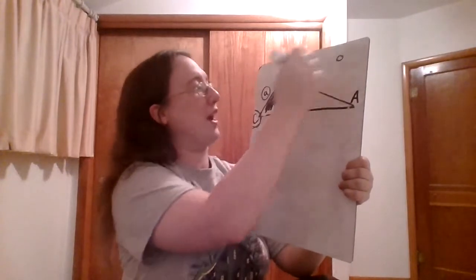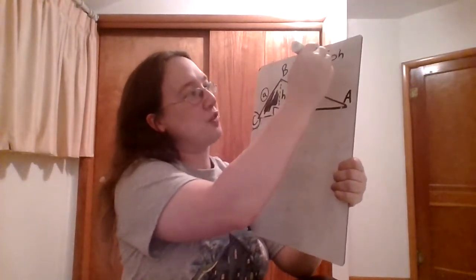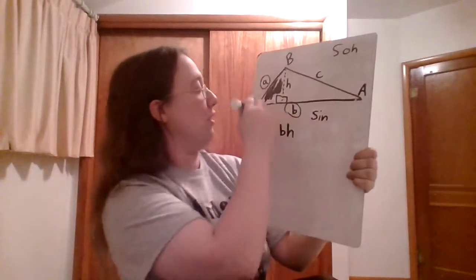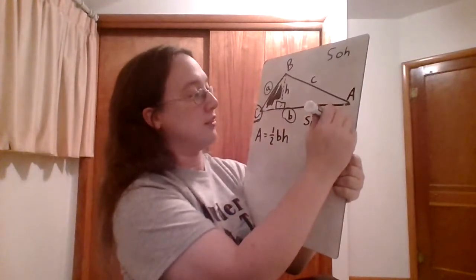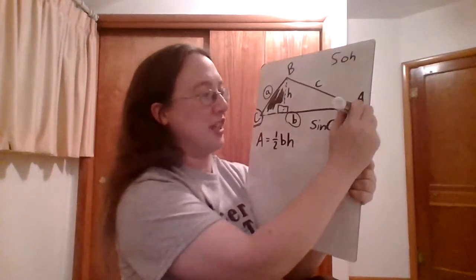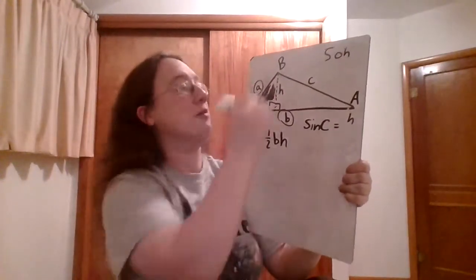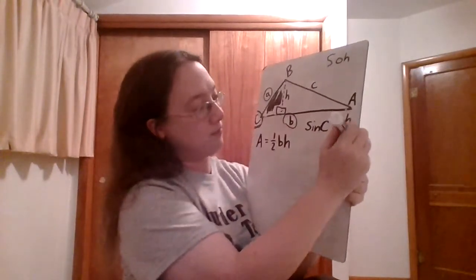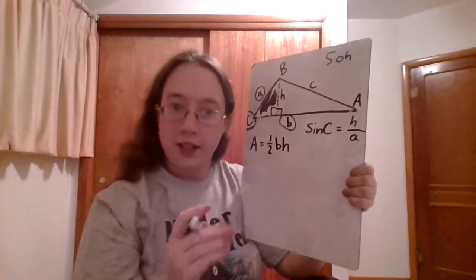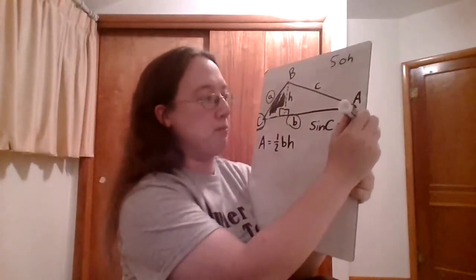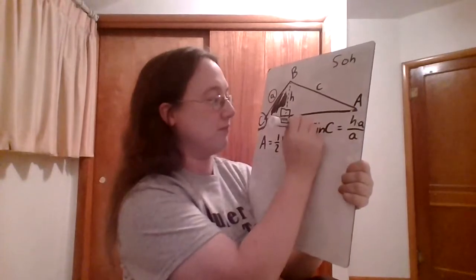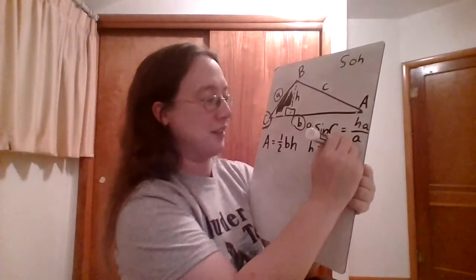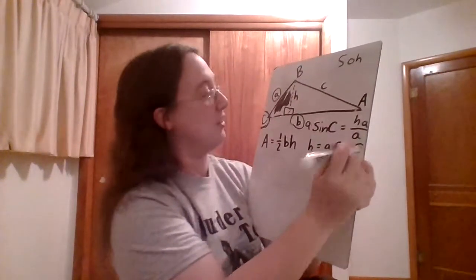I have my hypotenuse, so that's the SOH part of SOHCAHTOA. So I'm going to say the sine of this angle, which is C, is my opposite side, which is H, which is kind of weird because we're used to thinking of H as your hypotenuse, but right now it's the height of this triangle, over my hypotenuse, which is A. Okay, so now I'm going to multiply both sides by A, and that gives us our height is A times the sine of C.